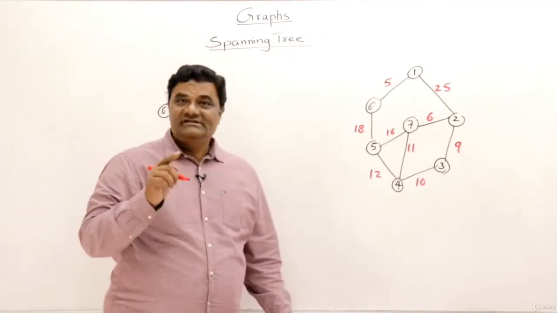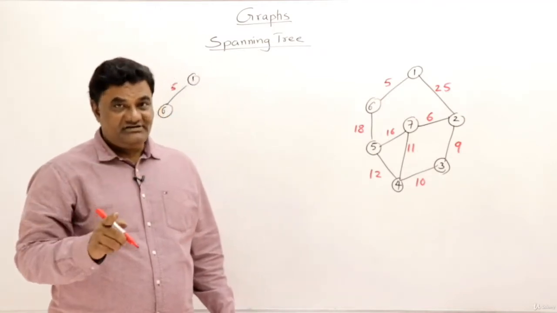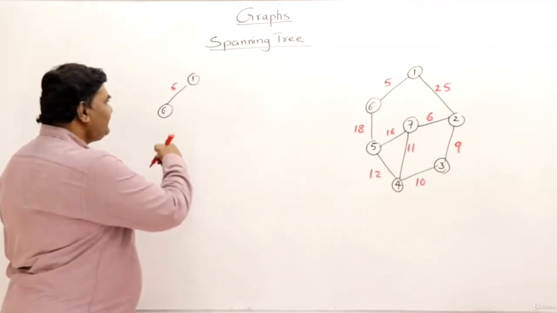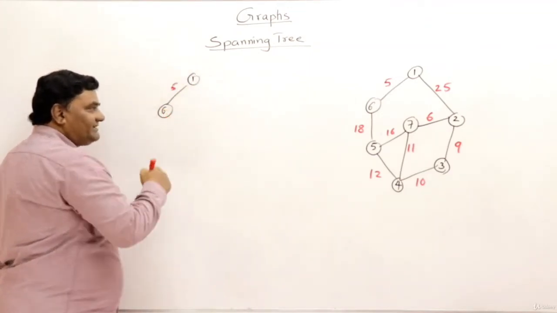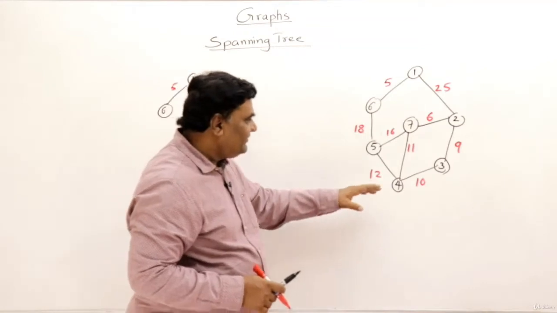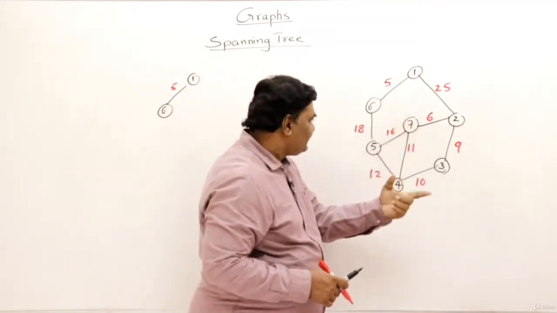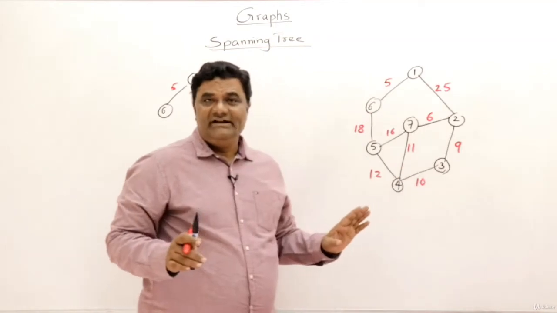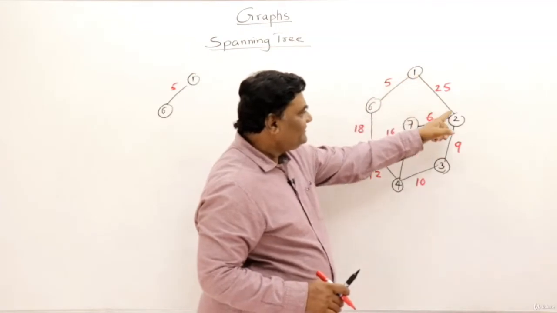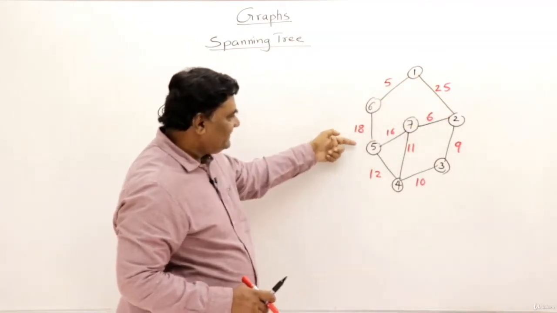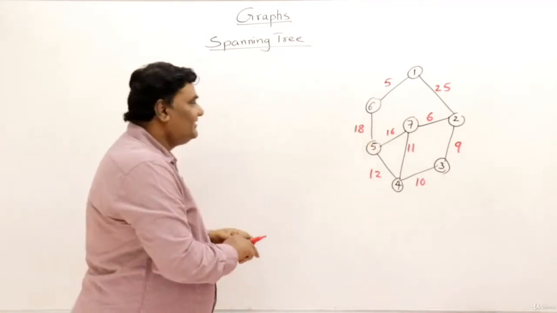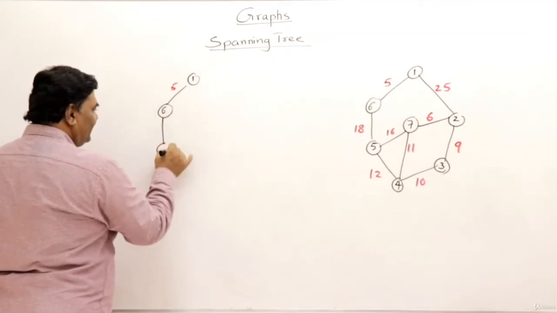Now from the graph, select the next minimum cost edge, but it must be connected to the already selected vertices. Selected vertices are 1 and 6. So it should be connected to those selected vertices. If I look into the graph, the minimum one is this one, and next is this one, next is this one. No, don't take those edges. Select the one which is connected. For 1, the connected one is this one, which is 25. And for 6, the connected one is this one, that is 18. So select this one, 18, that is 6 to 5.